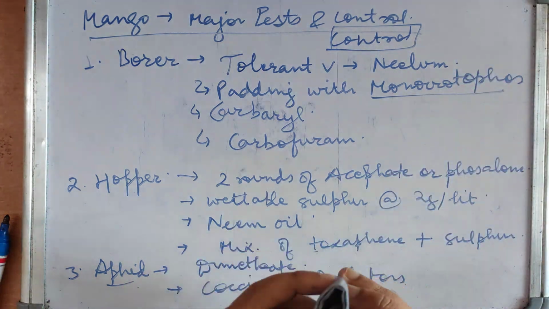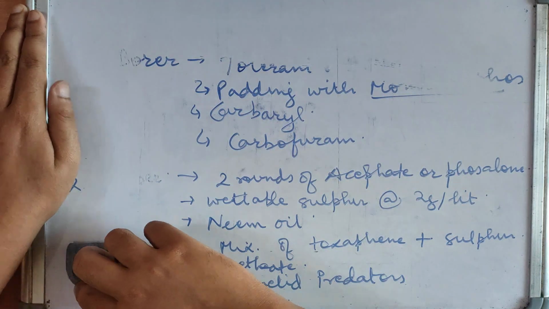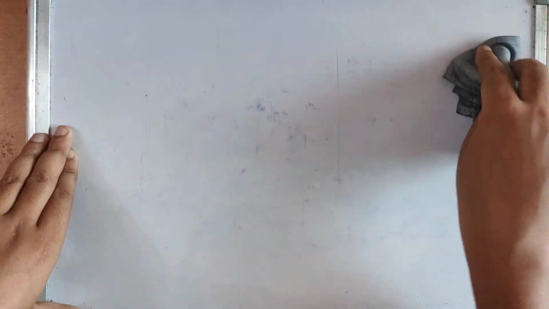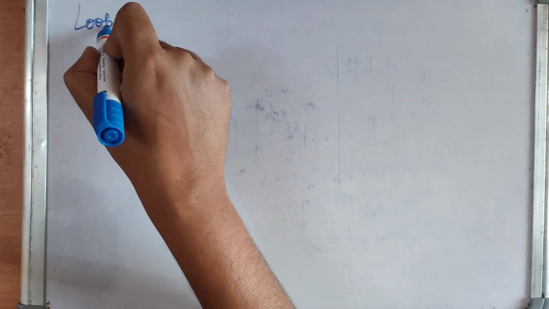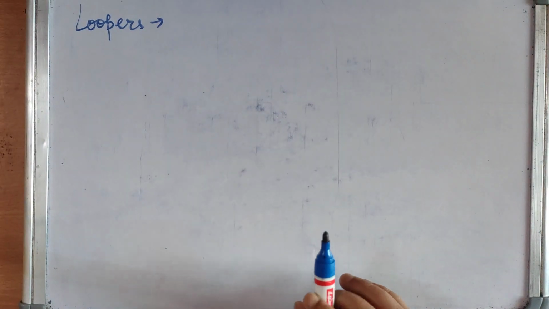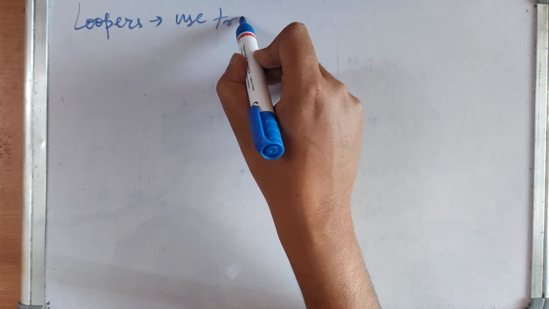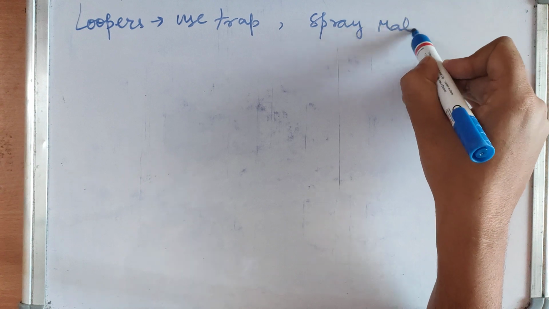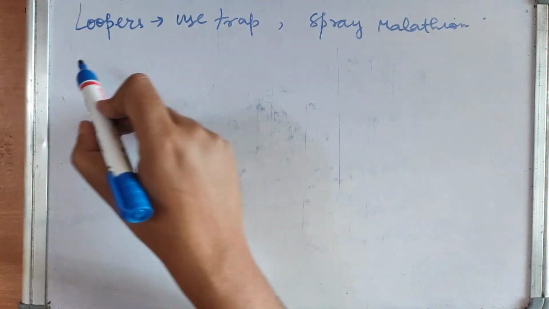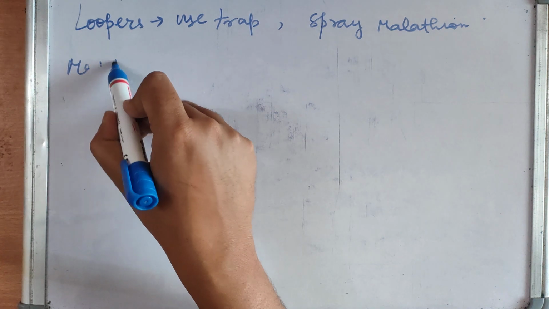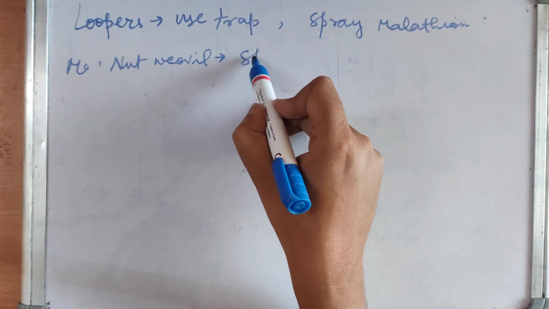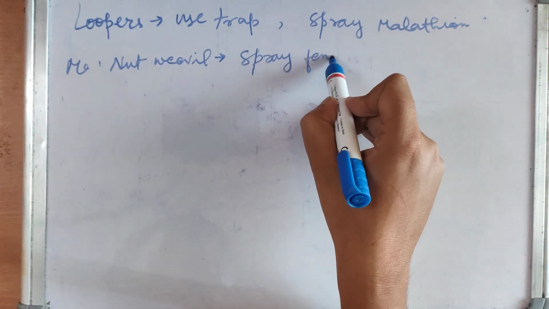Now the next pest, that is mango loopers. We can use a trap. We can spray malathion. Next, mango nut weevil. Here we will spray parathion.